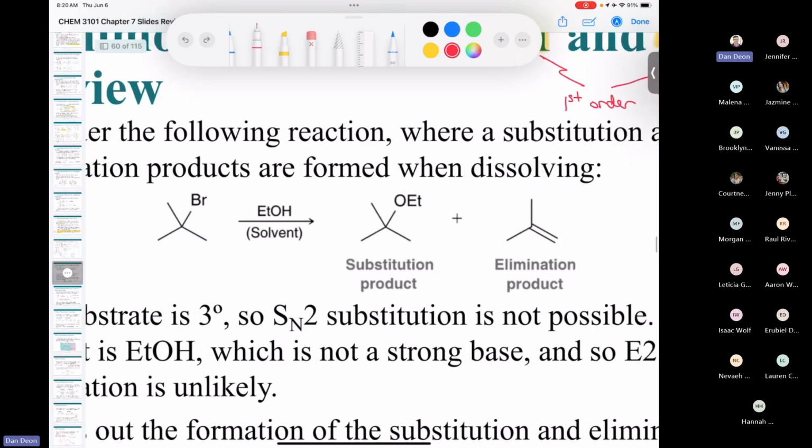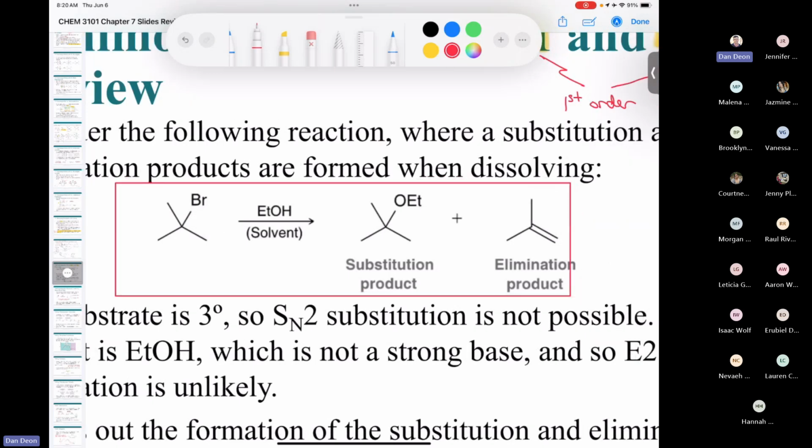I got to show you something really important. Look at this reaction. This is totally unlike anything that we've seen thus far. You're starting out not with a primary alkyl halide or a methyl, you're starting out with a tertiary alkyl halide. So that's going to be electrophilic, but it's too sterically hindered for an SN2 reaction to happen.